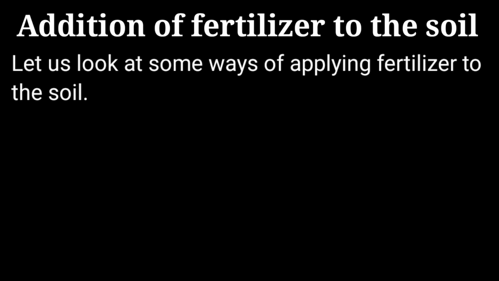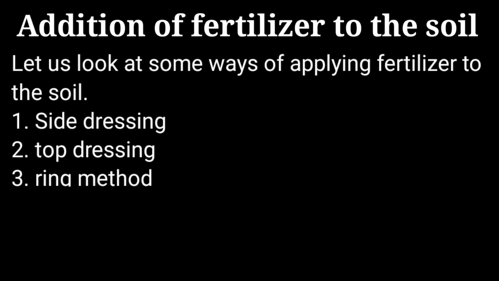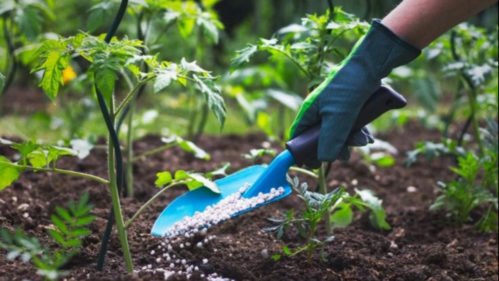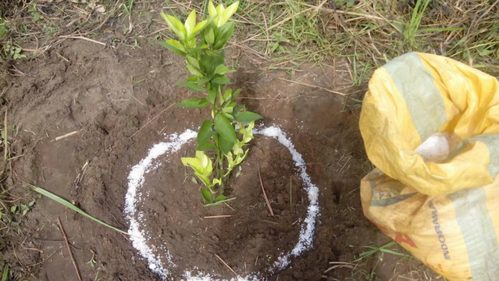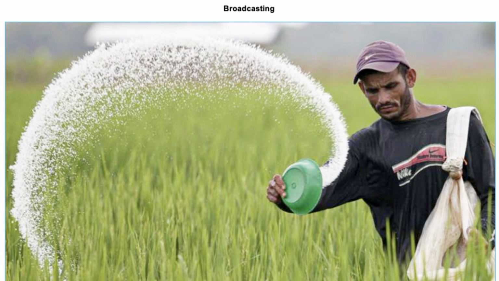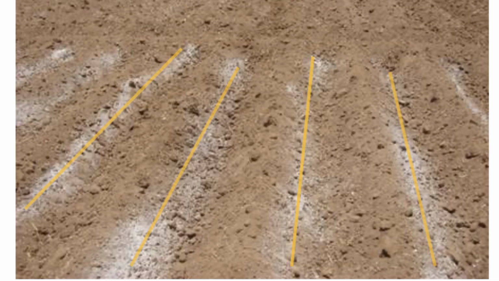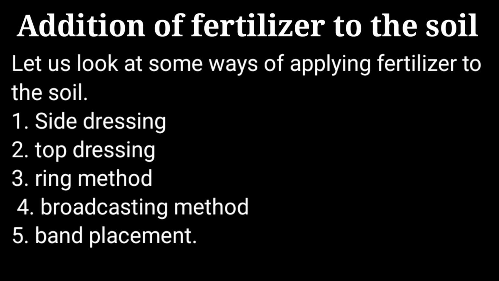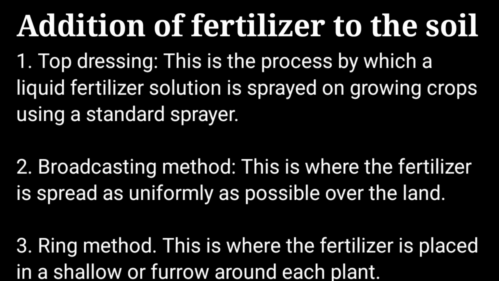Let us look at some ways of applying soil fertilizer. Number one, we have side dressing, top dressing, ring method, broadcasting method, and we can have band placement. Let us look at some few definitions of methods of applying fertilizer into the soil. So number one, we have top dressing. And we say top dressing, this is the process by which a liquid fertilizer solution is sprayed on growing crops using a standard sprayer.